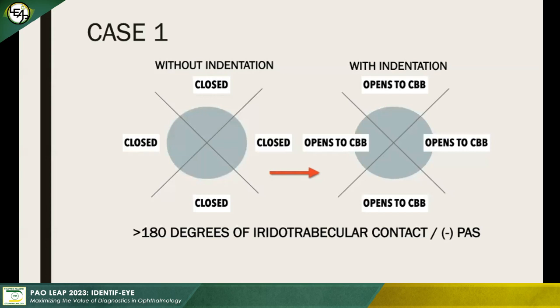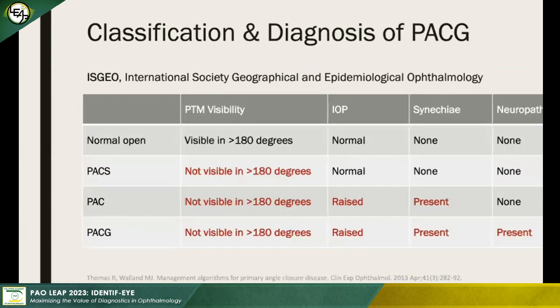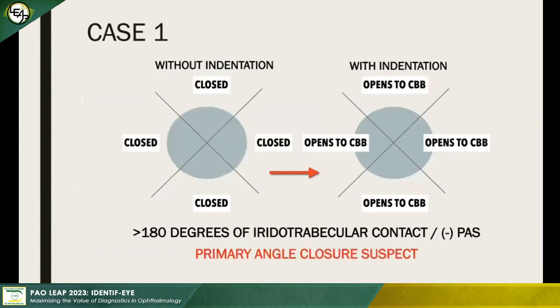And it's very important that you also recall your ISGEO classification and diagnosis of what defines an open or closed angle. So in that previous case, we have a situation where there's closed angles for more than 180 degrees before indentation, but the IOP is normal, there's no synechia, and there's no apparent neuropathy, which means that this patient is only a primary angle closure suspect. And for these instances, for PACS, it's acceptable to observe annually, especially if there are no relative or absolute contraindications. Because of this, we can observe.